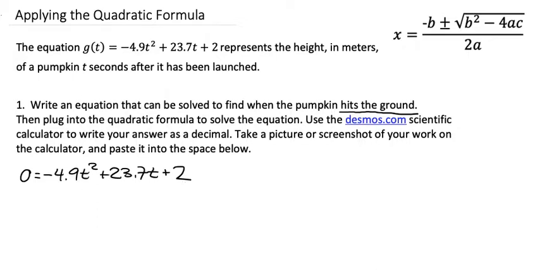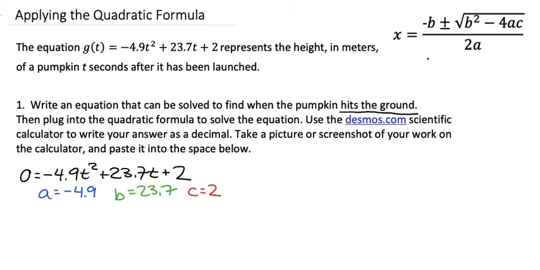To plug into the quadratic formula, first I need to identify a, b, and c. A is in front of t squared, so it's going to be negative 4.9. B is in front of t, so it's going to be 23.7. And c is the number by itself, so in this case c is going to be 2. Now I'm going to plug those in.